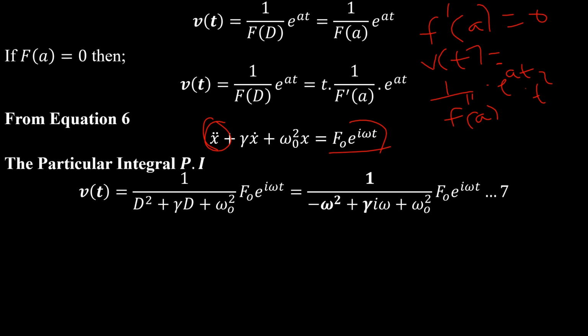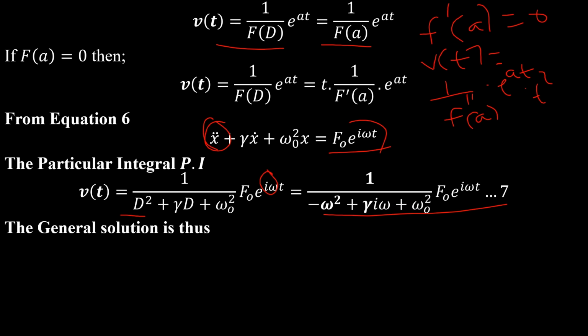Now we said f of D will be replaced by f of a from here. So in place of D, we are going to replace by a. Now in place of D in this solving, we are going to replace by I omega. If we replace that here, we are going to finally have this expression. And of course, it's not equal to 0. So that is our particular integral.